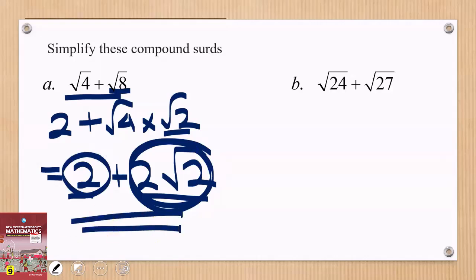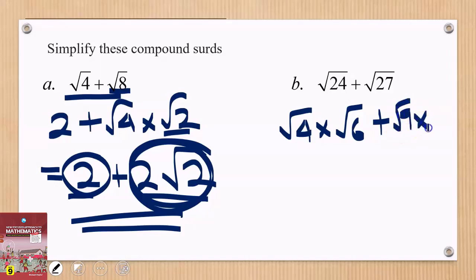The second example, we have root 24 plus root 27. It's also a compound surd. Now, how do we reduce root 24 to the lowest form? The question is, which perfect square can divide 24? And the easy one will be 4. So root of 4 times what will give us 24? We know 4 times 6 will give us 24. Plus then root 27. Now root 27, the question is, which perfect square can divide 27 without a remainder? And that is 9. So root of 9 times root of 3. That means 9 times 3 is 27.